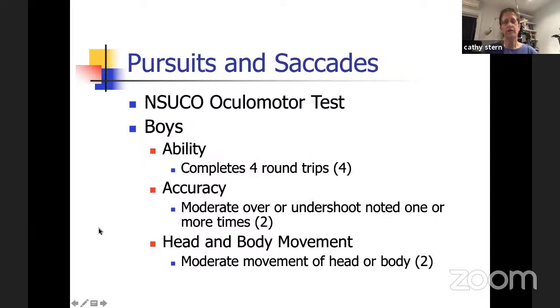So this is one test of pursuits and saccades. I think besides an NPC, it doesn't take long to do pursuits and saccades. This is called the Ensuko oculomotor test. I don't know what is most familiar to you there.